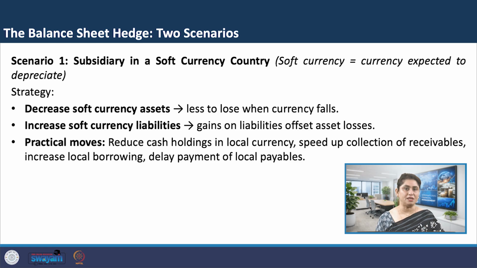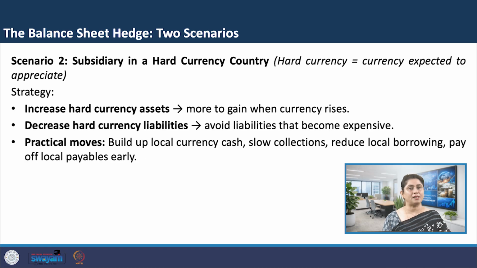Increase soft currency liabilities, because liabilities denominated in a depreciating currency actually become cheaper to pay in home currency terms as the currency weakens. So, owing more in a soft currency is advantageous. In practical terms, this means reduce the subsidiary's cash holdings in local currency, speed up the collection of receivables so that they can be converted quickly, increase borrowing in local currency since that debt will be cheaper to pay later, and delay the payment of payables to local creditors since those payables too will be cheaper to settle as the currency depreciates.